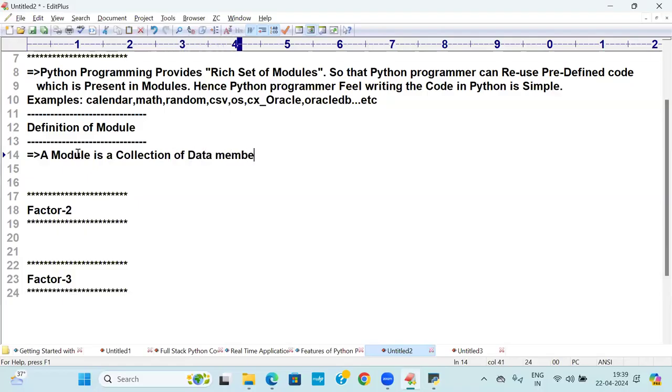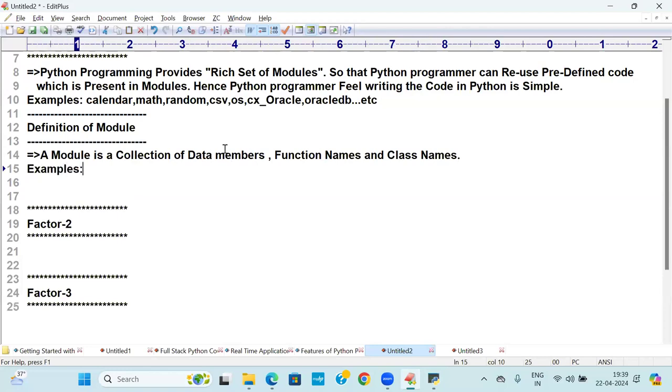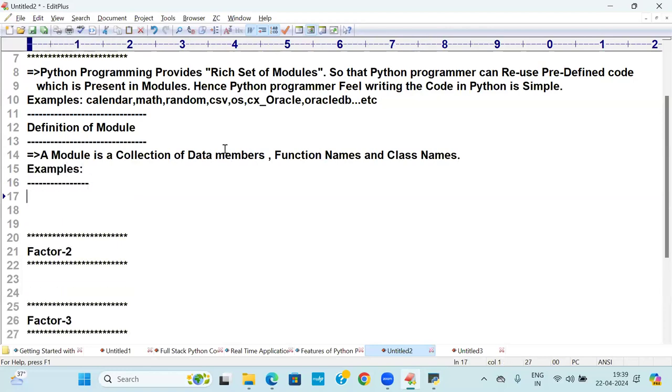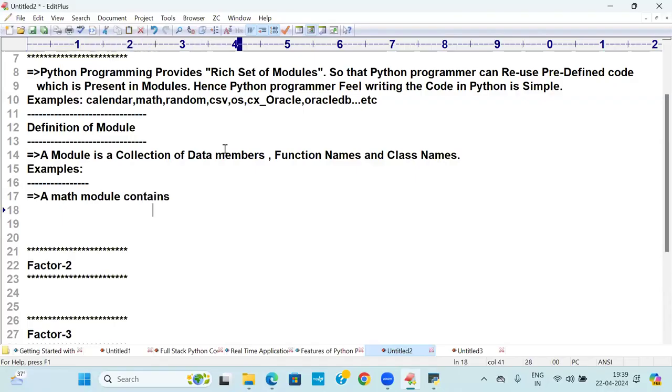data members, comma, function names, and what, class names. Right now, don't worry about class names. Class names, don't worry. For an example, if I take a math module, I am writing here, students, follow carefully. A math module, say here, a math module contains what?